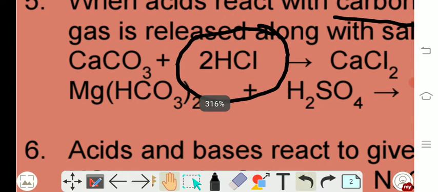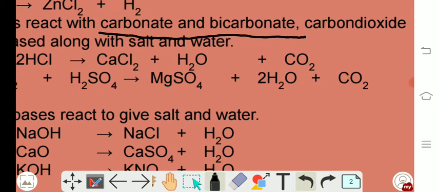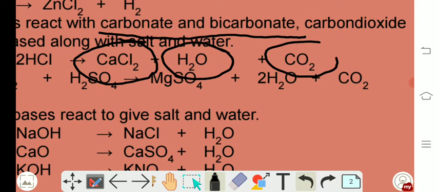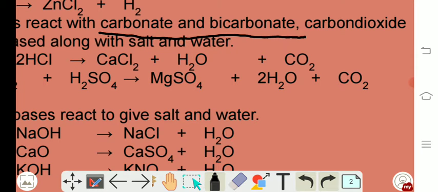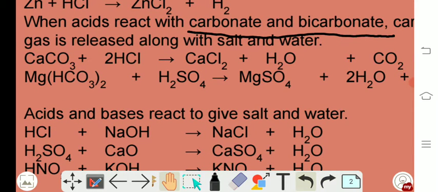You can see here, when this acid HCl reacts with calcium carbonate, this is your calcium carbonate, then calcium chloride, water and carbon dioxide gas are obtained. This is a very important chemical reaction, my dear friends, so you have to be very careful. It may come in the exam.